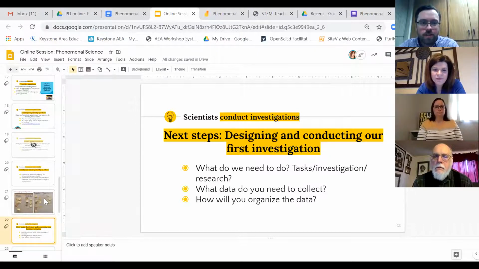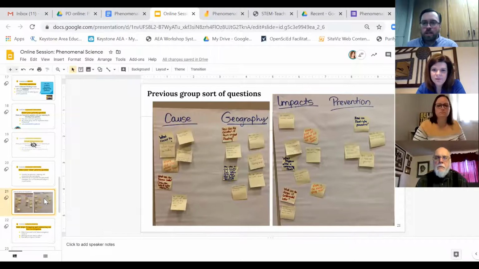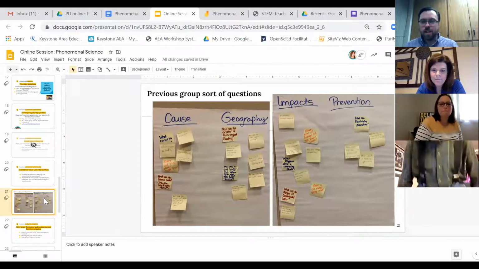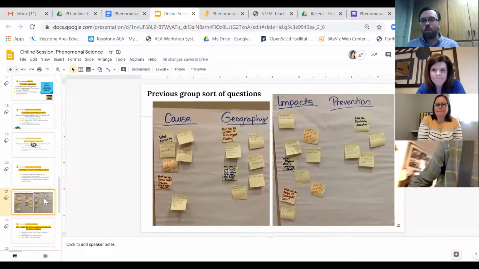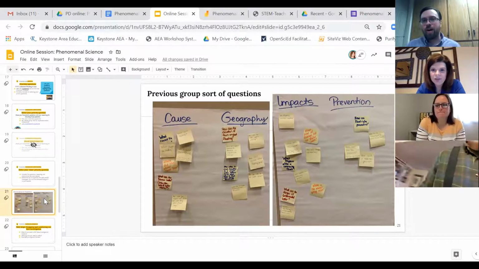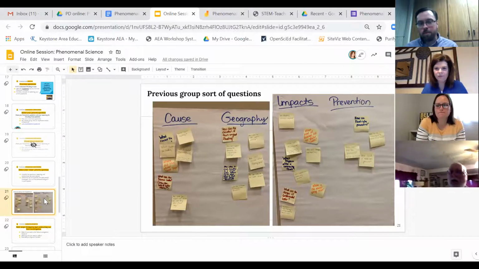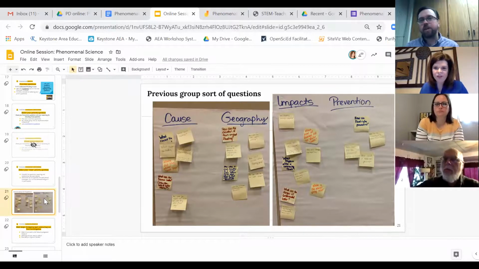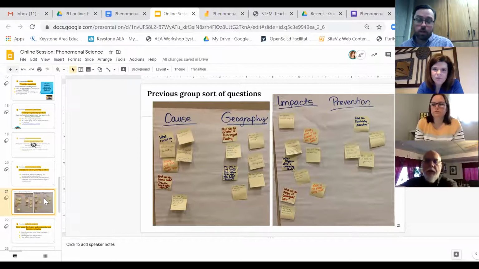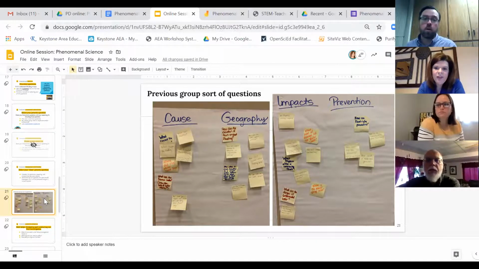Well, this slide here was exactly what this phenomenon is designed to kind of kick off for the unit. So the unit is all designed around, all right, first we're going to investigate the causes, then we're going to learn a little bit about how that impacts the geography, what's the impact in terms of human impact, and then how can we work on preventing it.